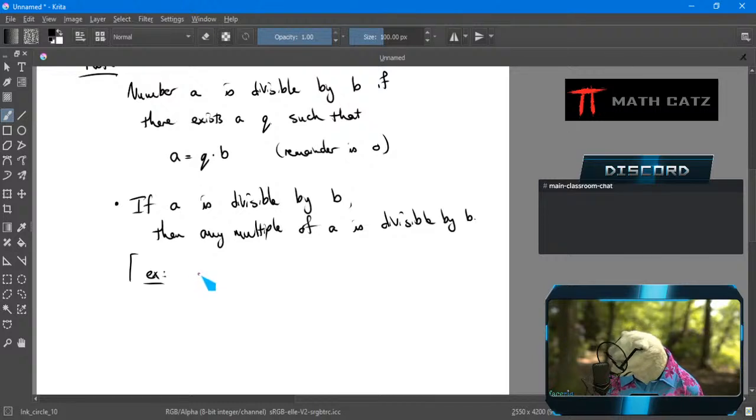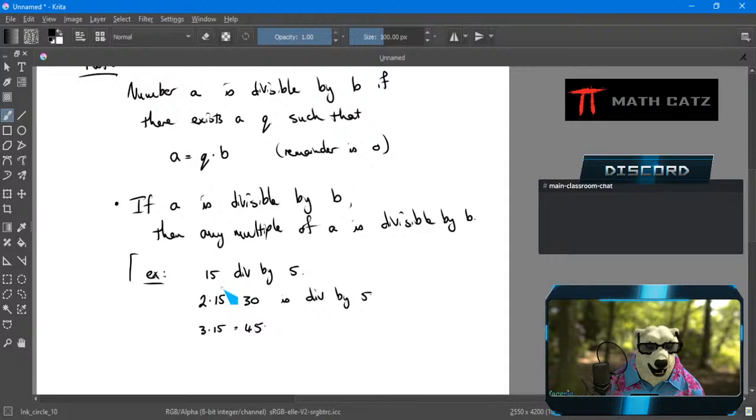If I take, for example, whatever, 15 divisible by 5, let's make it easy. Then 2 times 15, meaning 30, is also going to be divisible by 5. We know this. 3 times 15? Well, because 5, quote unquote, fits into 15, I can stack 15s. It'll fit into that as well.